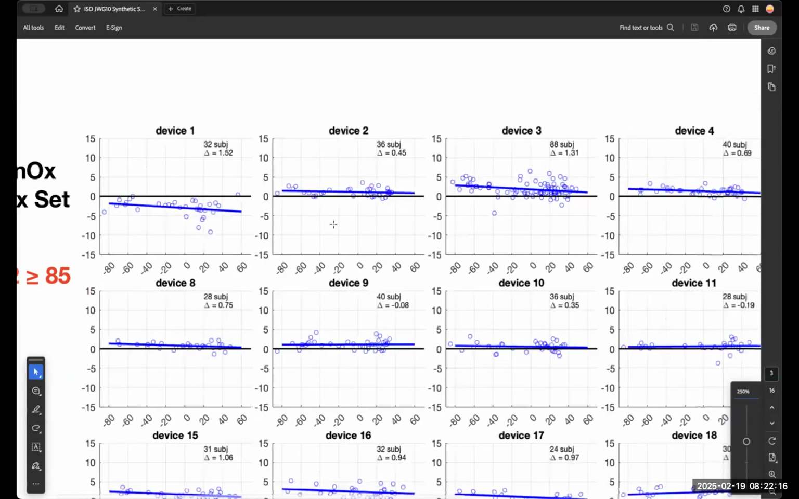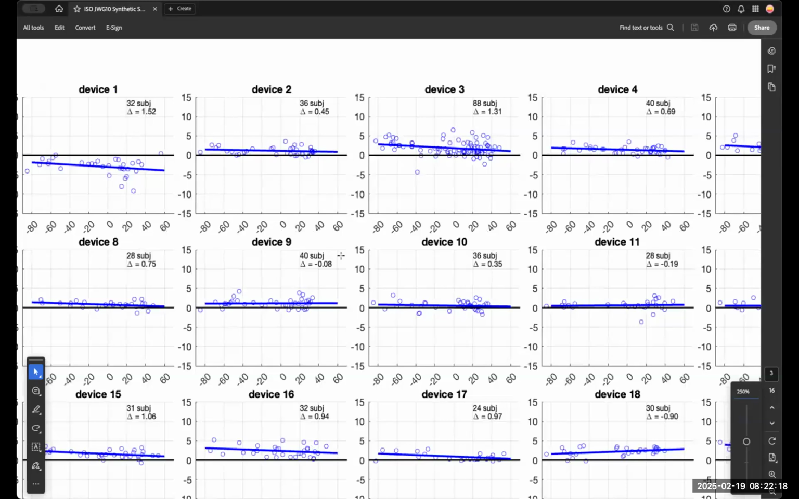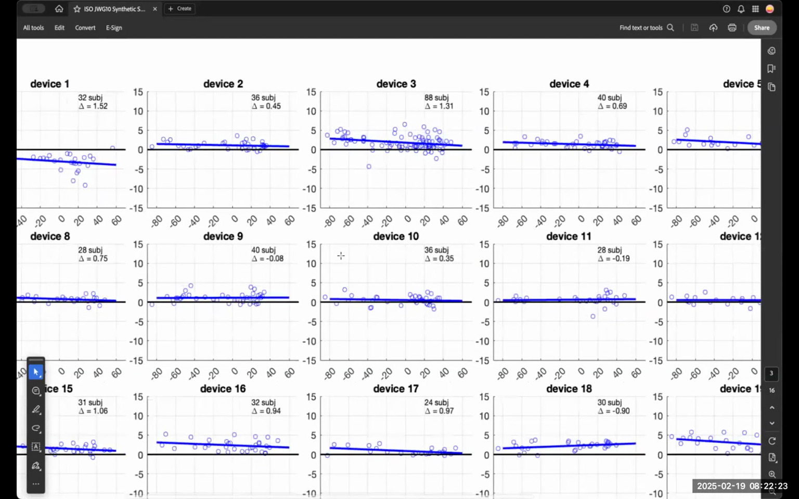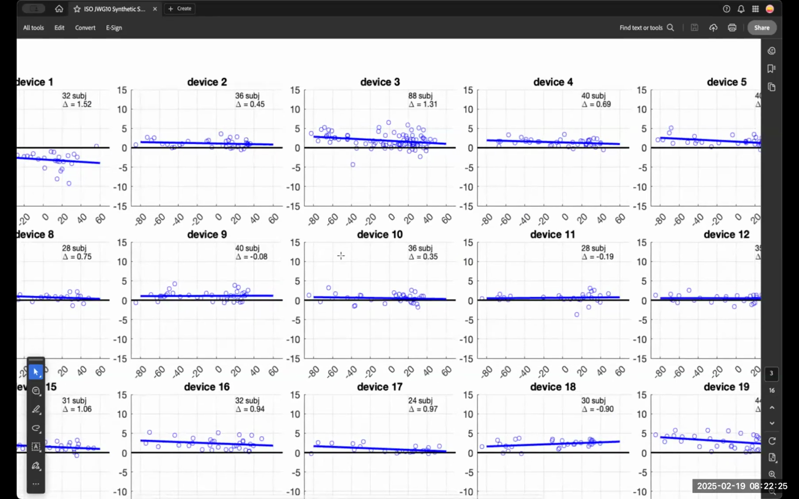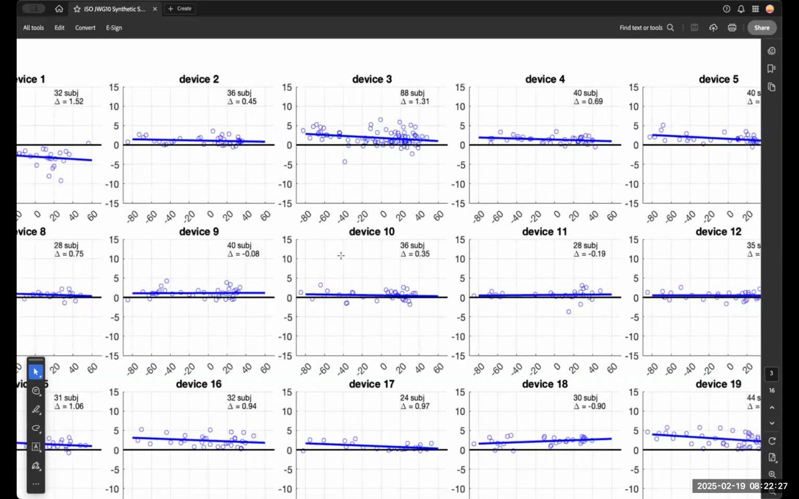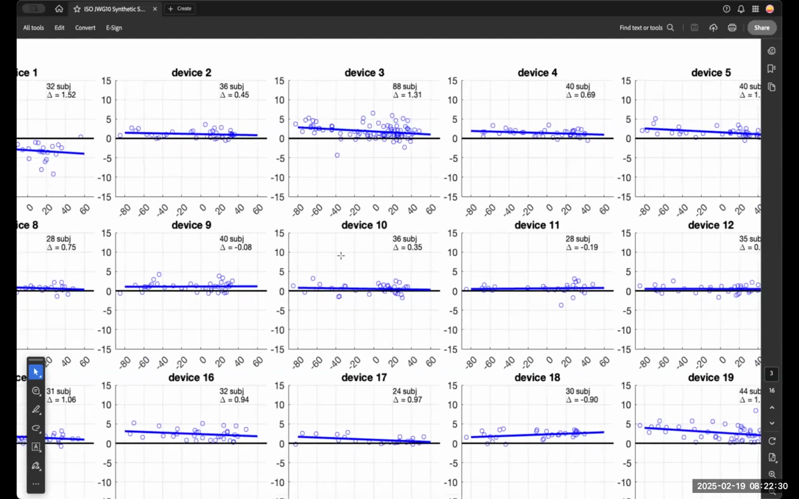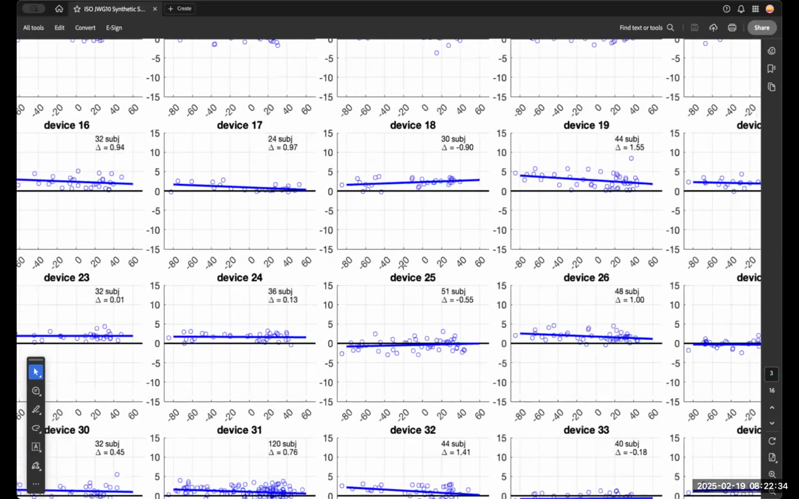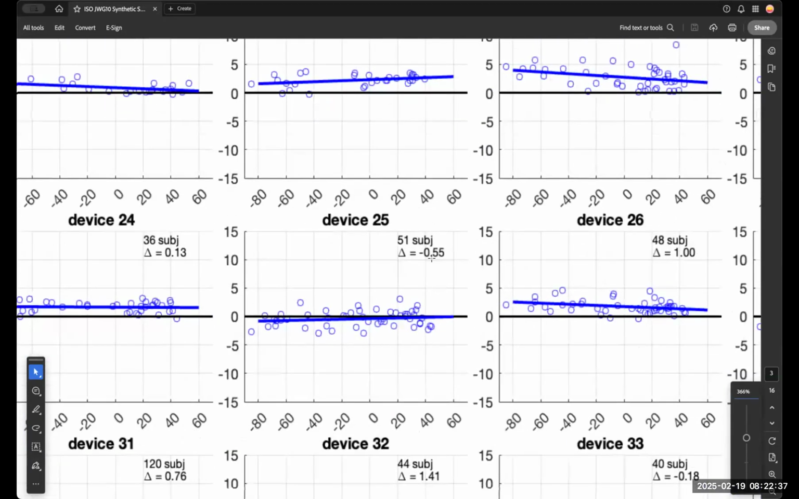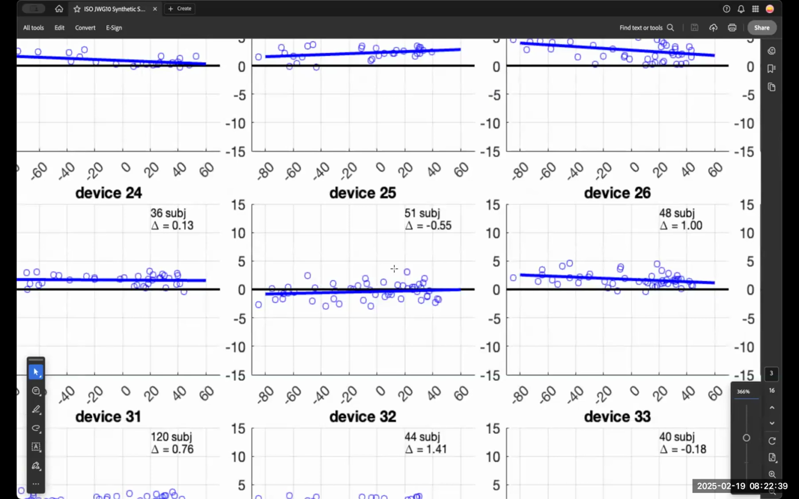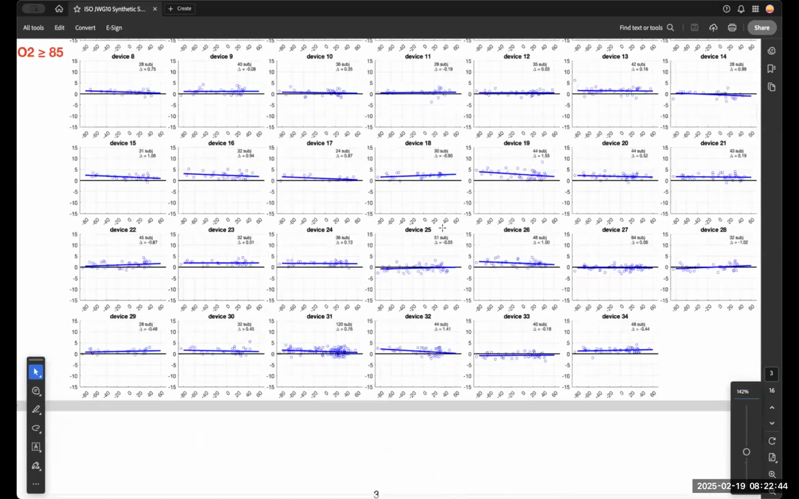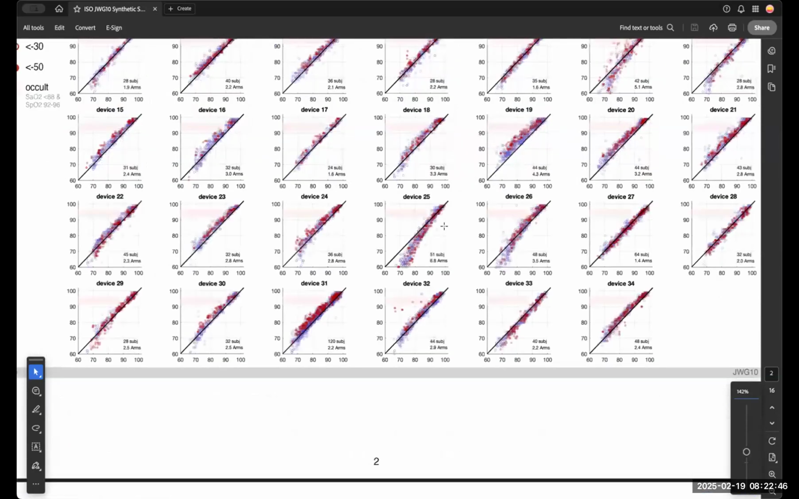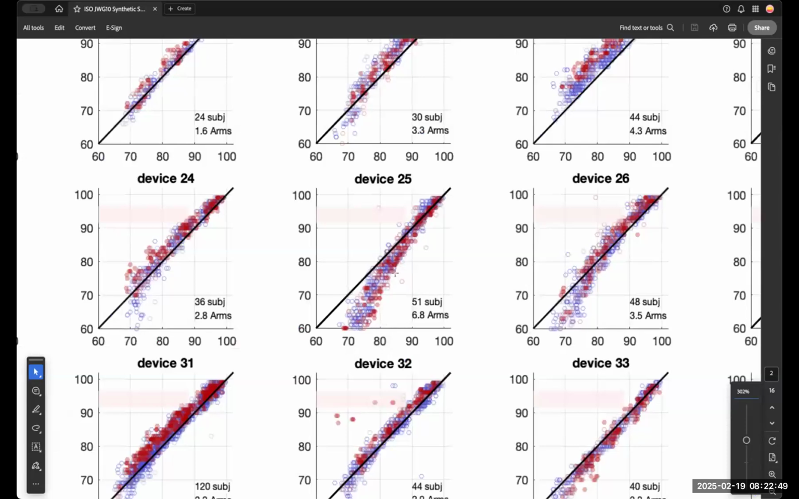So what we first note is striking is that a lot of plots, a lot of oximeters have a pretty flat line. So the delta bias is not high in a lot of cases in the higher sat ranges. So we can look at, say, device 25. It's a great looking device when you look at the upper range of differential bias here, with a mean bias of only 0.55%.